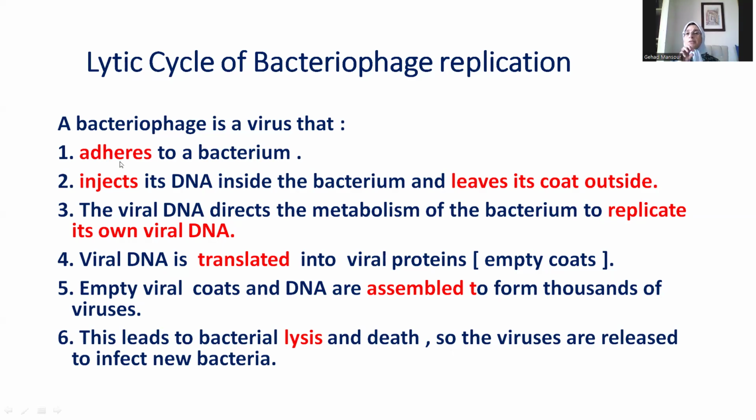First of all, it will attach or adhere to the bacterial cell wall, and then it will inject through its tail, which looks and acts like a syringe and is elastic and compressible. It will inject the DNA into the bacterial cell, and it will leave the empty coat outside, and this empty coat will be lost afterward. We will not be using it another time.